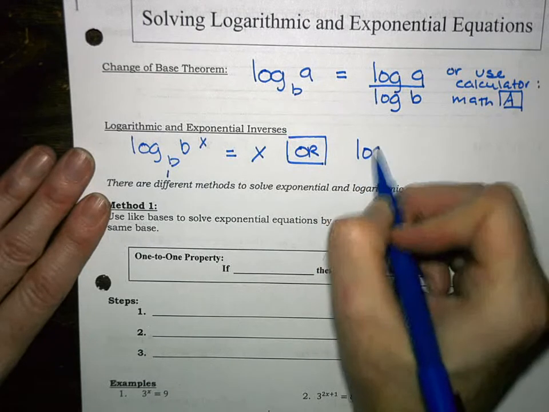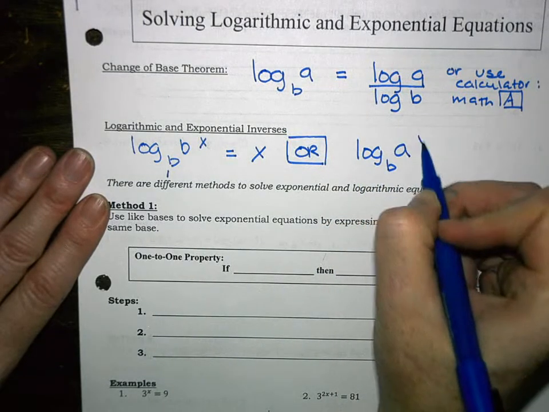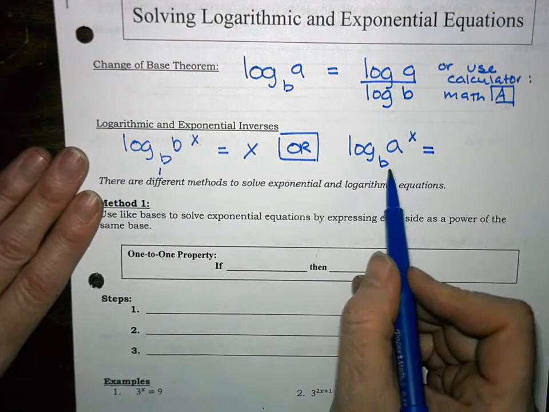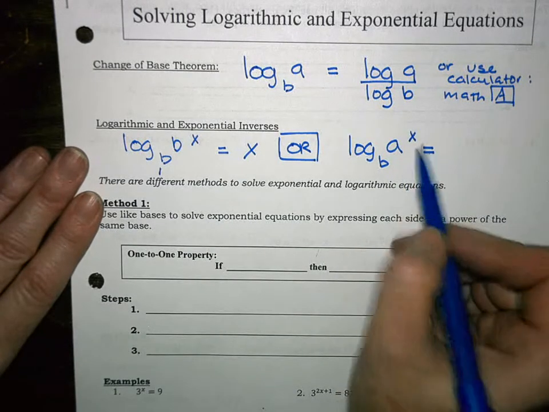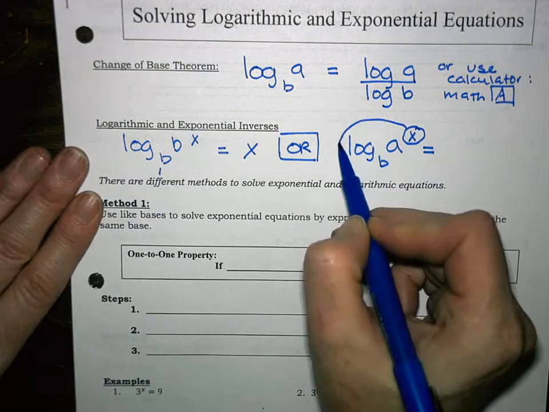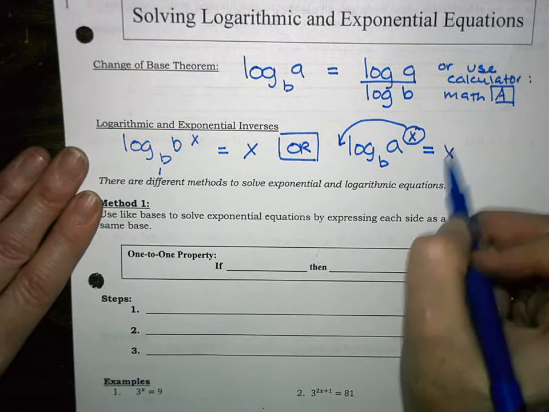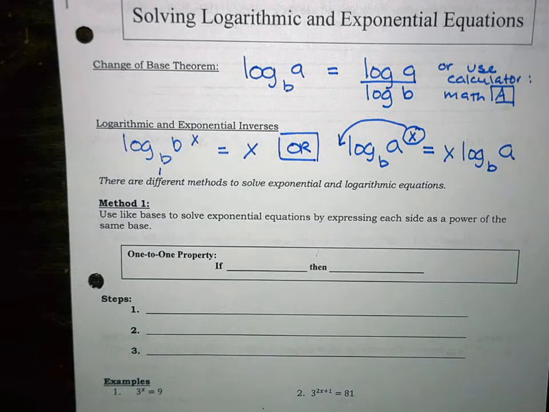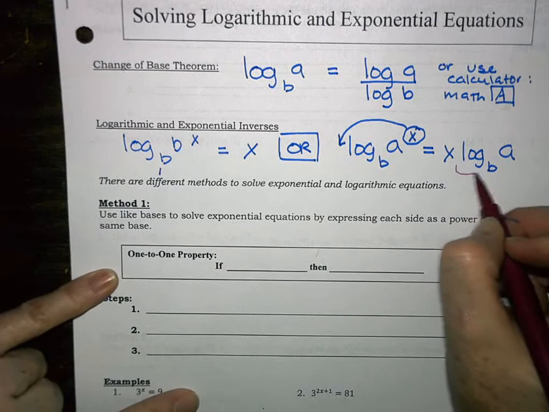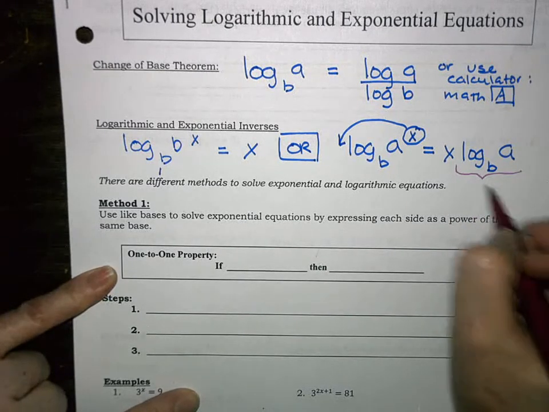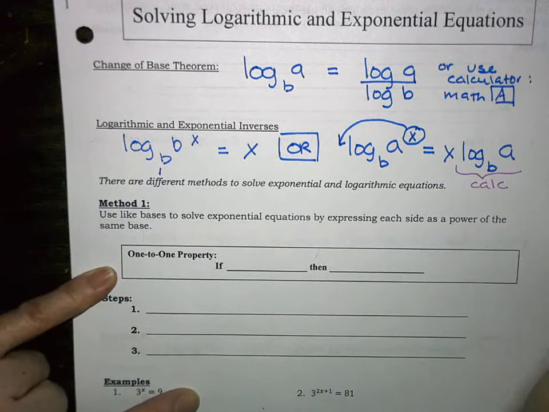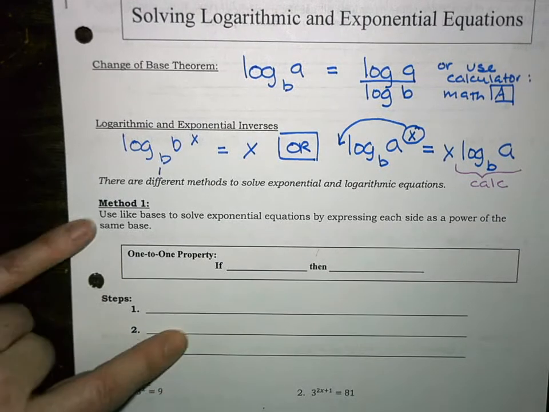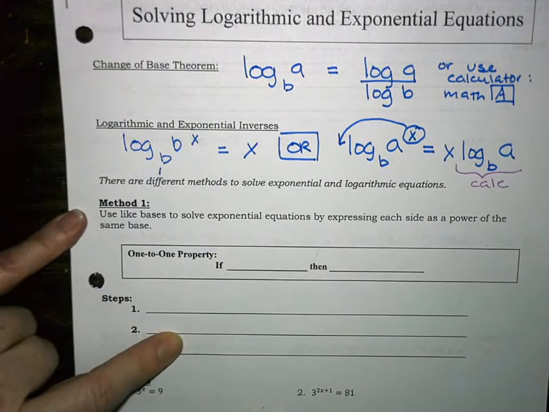If I have the log base b of a to the x, this is equal to, remember this is a condensed version, and I can expand it by taking the x, moving it over here to get x times the log base b of a. Now remember that we can solve this portion of our function with a calculator, okay? Or we can just solve it by saying b to what number is a? Okay, that's what this is. All right, so we're going to be using those in the next 4 methods.